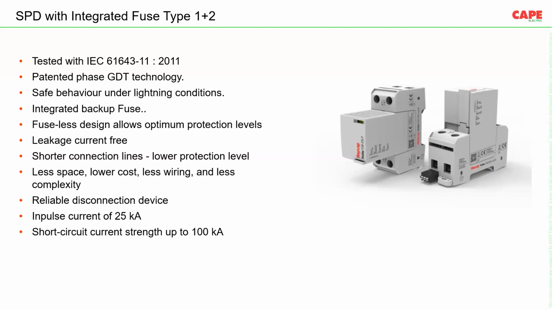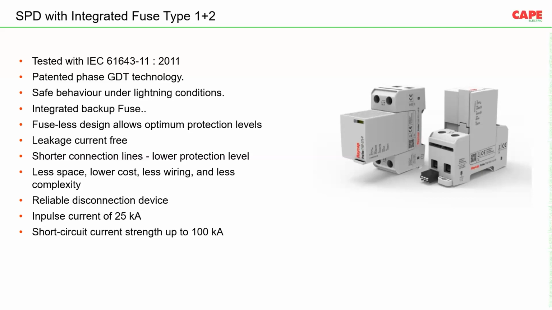Again, it's a reliable connection device. It has an impulse current of around 25 kiloampere per pole, line to neutral in case of 3+1 connection, and neutral to earth in case of 3+1 connection, it will be 100 kiloamperes. Apart from that, one of the major advantages it has is a short circuit rating of around 100 kiloamperes.